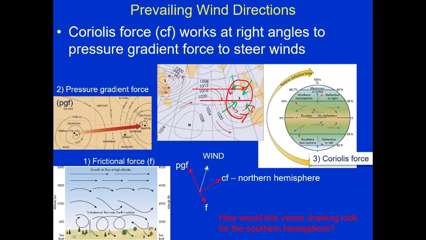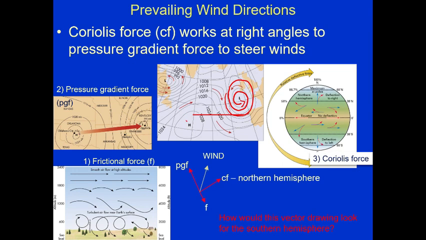I got these annoying things coming out for some reason. That always happens, but notice you're going to create basically a spiral that's going to go inward counterclockwise around a low pressure system in the northern hemisphere. Okay, that's opposite in the southern hemisphere.